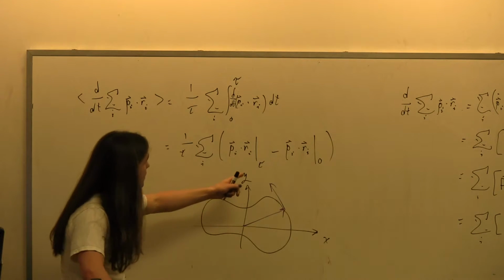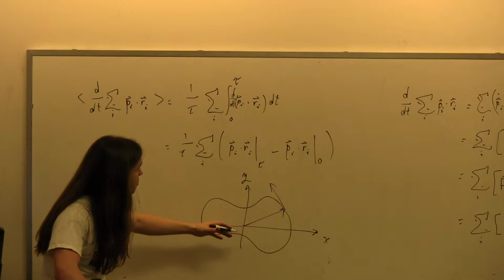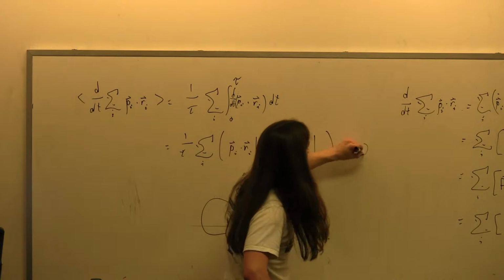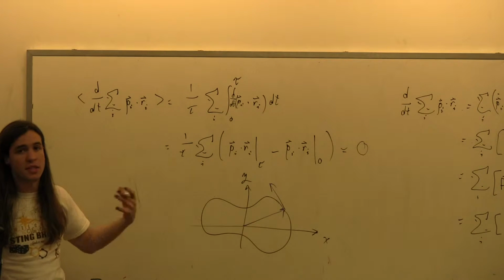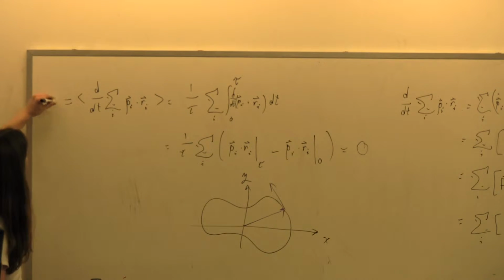And since this is evaluated at tau and at 0, and you're subtracting the two, this whole thing just ends up being 0. It's the same value because it's periodic. The system returns to itself every tau. So cool, the average value of this is 0. Good stuff.